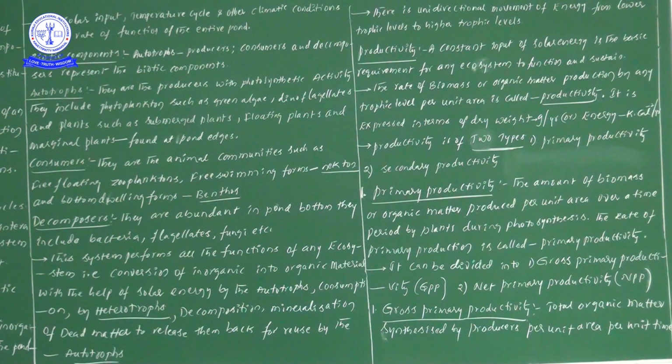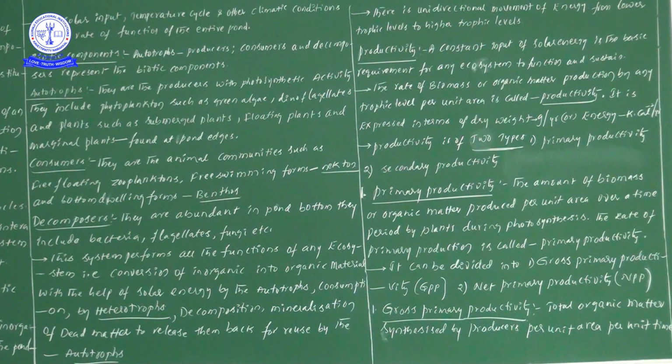All the functions of an ecosystem can be seen here. There is the conversion of inorganic matter into organic matter with the help of solar energy by the autotrophs, the consumption by the heterotrophs, and decomposition and mineralization of dead organic matter. What is the point here? Autotrophs prepare the food materials by using solar energy.